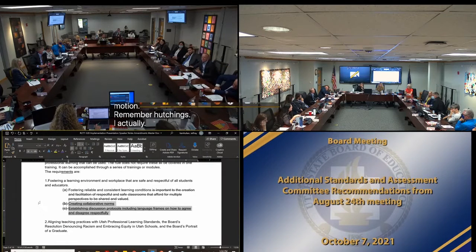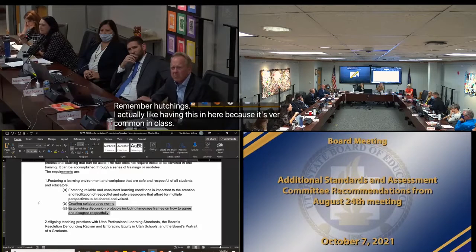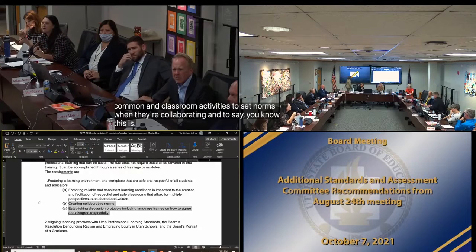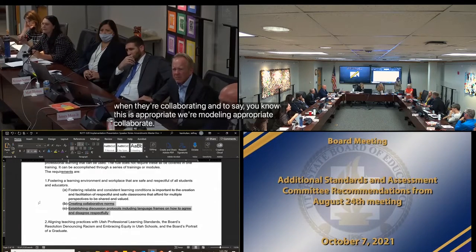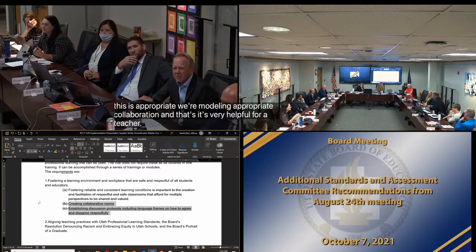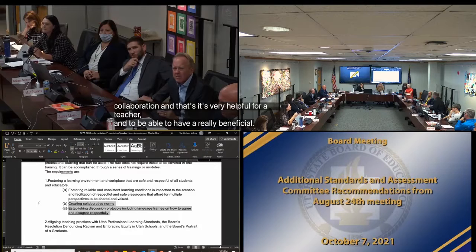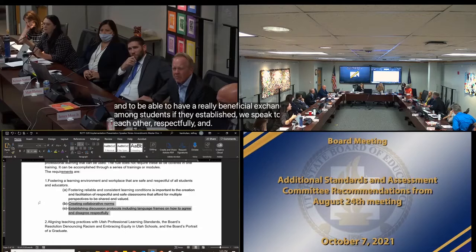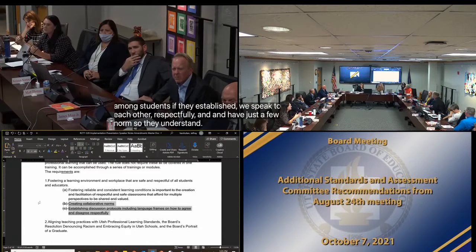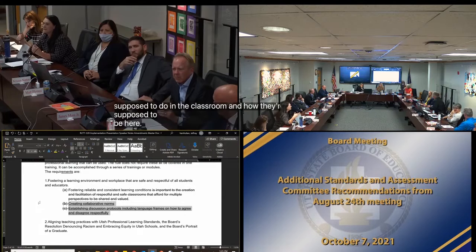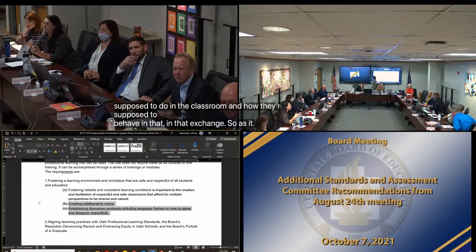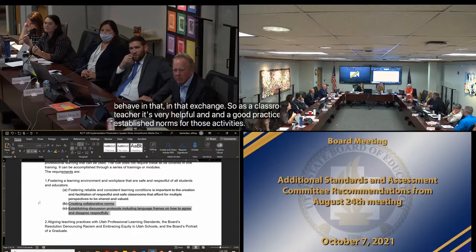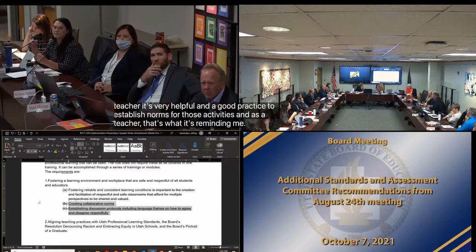I actually like having this in here because it's very common in classroom activities to set norms when they're collaborating and to say, this is appropriate, we're modeling appropriate collaboration. And it's very helpful for a teacher to be able to have a really beneficial exchange among students if they establish, we speak to each other respectfully and have just a few norms so they understand what they're supposed to do in the classroom and how they're supposed to behave in that exchange. So as a classroom teacher, it's very helpful and a good practice to establish norms for those activities. And as a teacher, that's what it's reminding me to do.